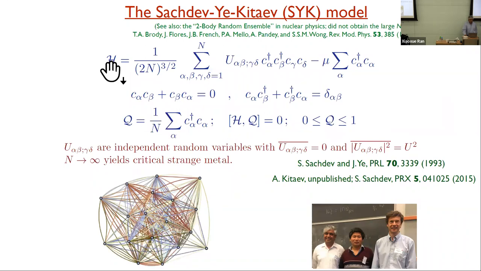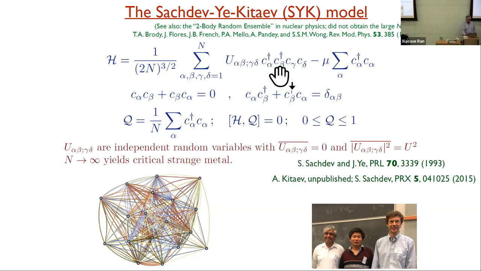And here's the actual Hamiltonian. So there's just one fermion interaction term, alpha, beta, gamma, delta are the labels for the sites. And these U alpha beta gamma delta, for convenience, are taken to have zero mean and variance U squared. There's a conserved quantity, which is the total number of particles, which I call Q, and Q goes between 0 and 1. So of course, Q equals 0 and Q equals 1 states are trivial. There's no spin for simplicity. And we're typically interested in what happens when Q is close to a half.